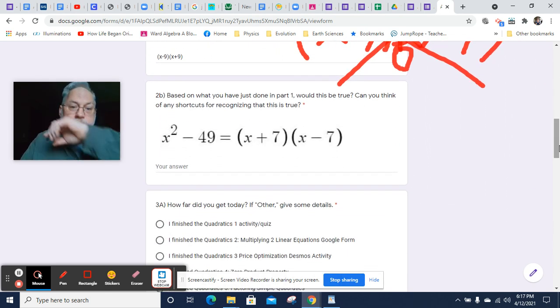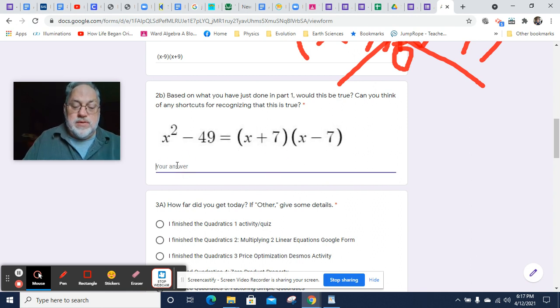Yes! Based on what you've just done in part 1, would this be true? And that should really be a 2A. But don't worry about it. Would this be true? Can you think of any shortcuts for recognizing this is true? So x squared minus 49, does that equal x plus 7 times x minus 7? Well, this is the difference of squares structure, and so the middle term has been annihilated. There's a 7x and a negative 7x. They would cancel each other out. So yes, this is true, because this is the difference of squares structure.